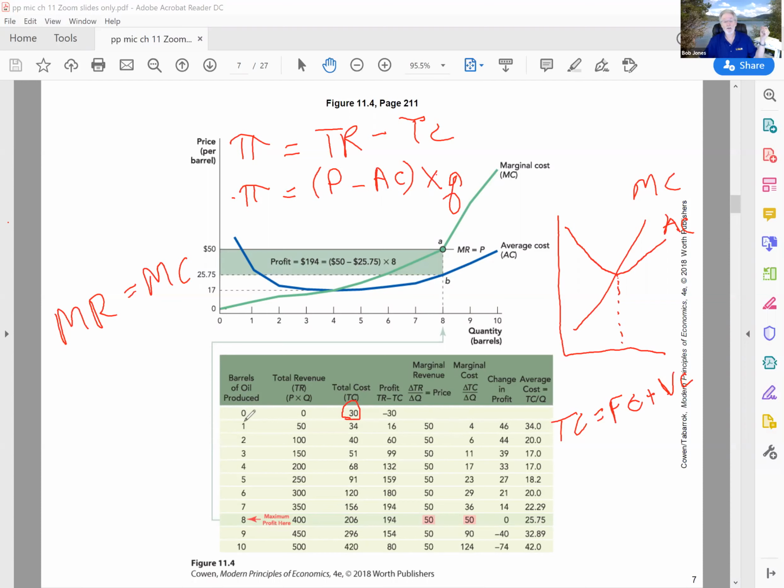So the variable cost of producing the first unit would be 4, the increment there. Variable cost of producing 2 would be 10, okay? The 40 minus the 30. Variable costs are just total cost minus fixed cost.